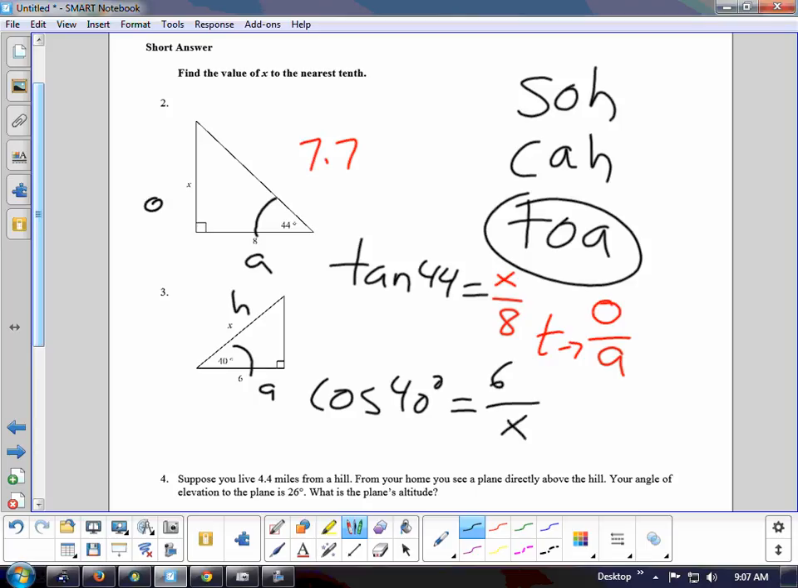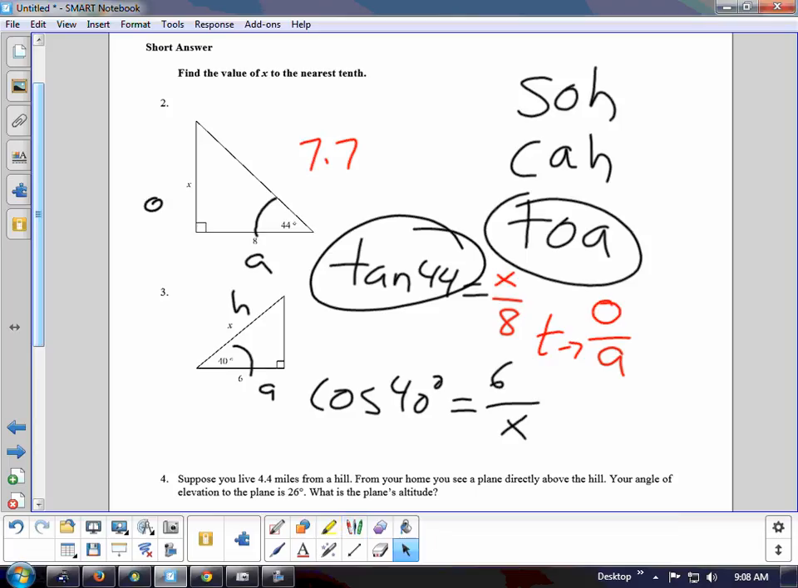Divide by the SOHCAHTOA, basically. If X is on top, you multiply by whatever you get from SOHCAHTOA. If X is on the bottom, you divide by this. So it's almost like you're taking this and putting it down here to get your answer. That's why the setup is helpful.